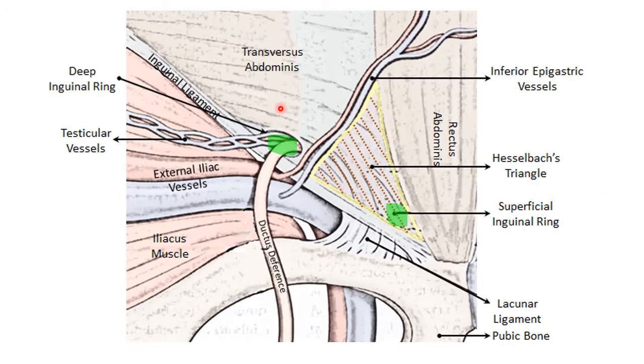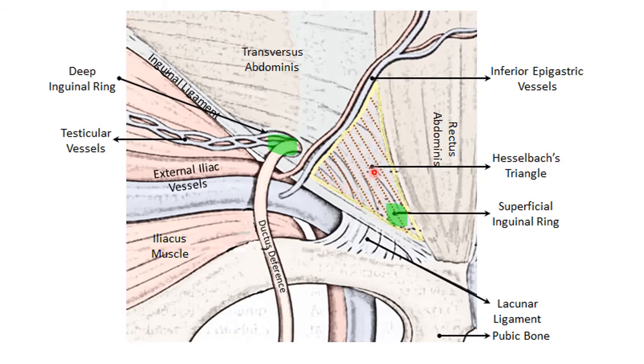This is another diagrammatic view of these three important landmarks. This is the deep ring. This is the superficial ring, the weakness in the Hesselbach triangle. An indirect inguinal hernia comes out here through the deep ring, and then it enters the inguinal canal.